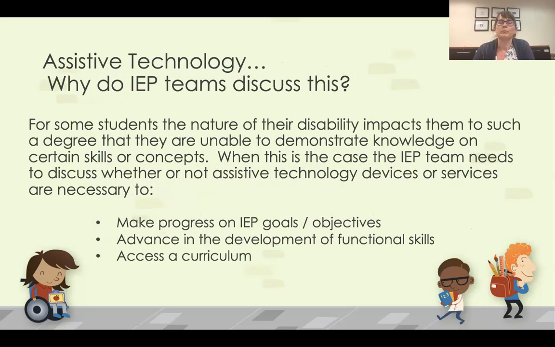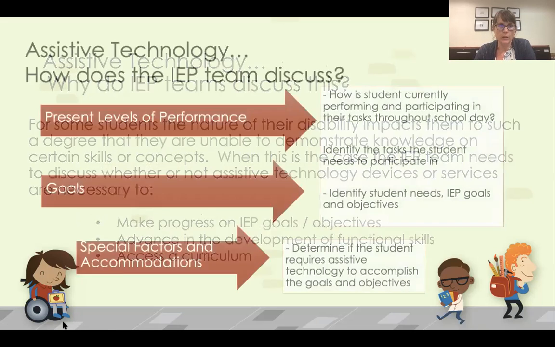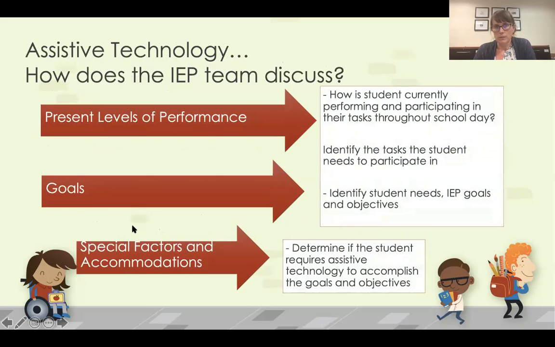Okay. So we discuss this to see if a student needs something to help them with their goals or their tasks in the classroom. We discuss, first, their present levels of performance and how they are doing everything, and then identify those tasks, and then identify the goals and objectives, and then you're discussing any assistive technology on the special factors page or the accommodations page.